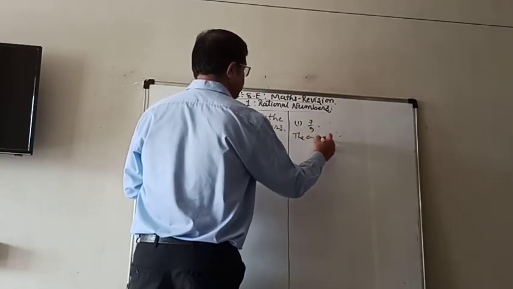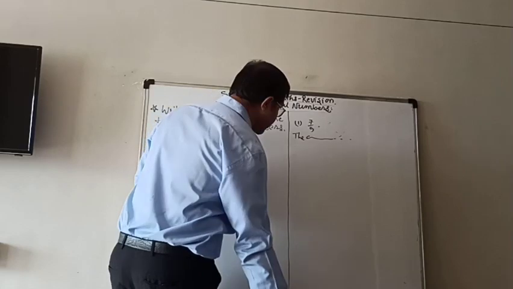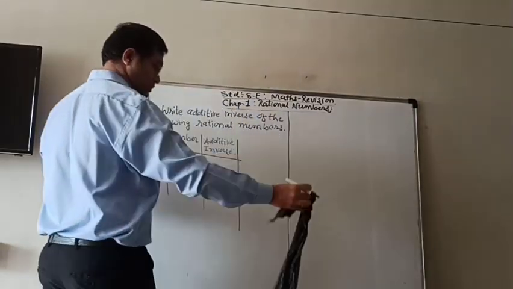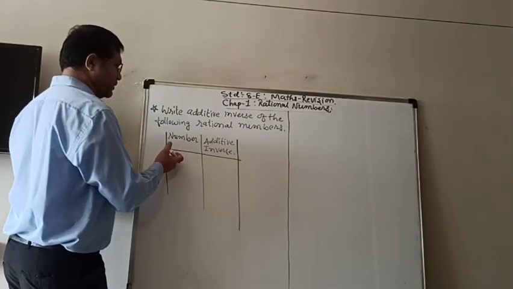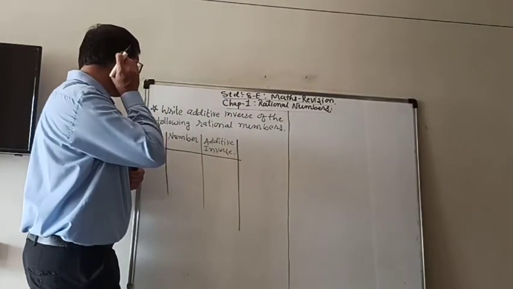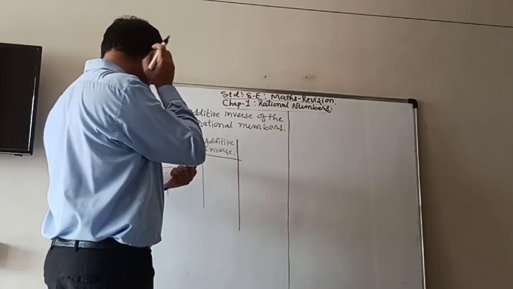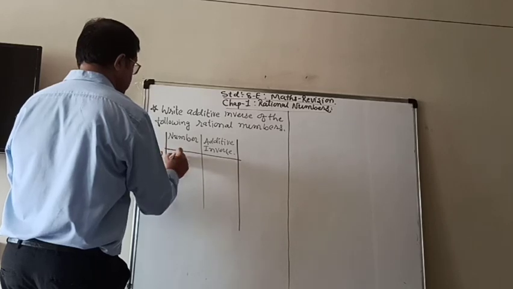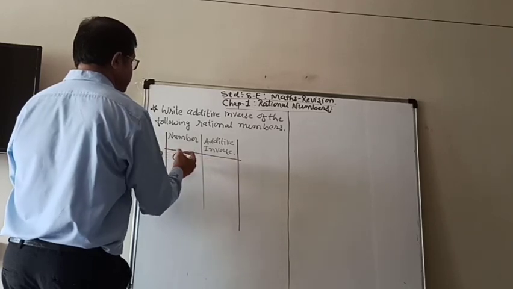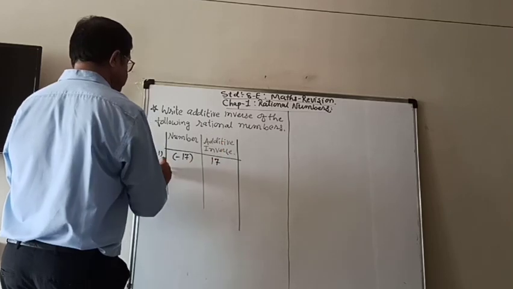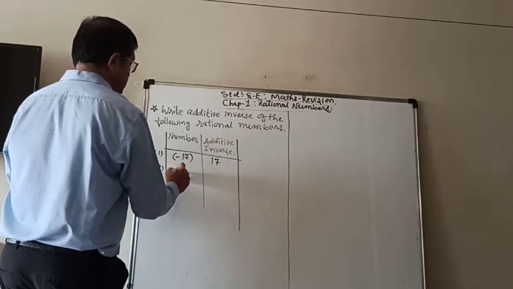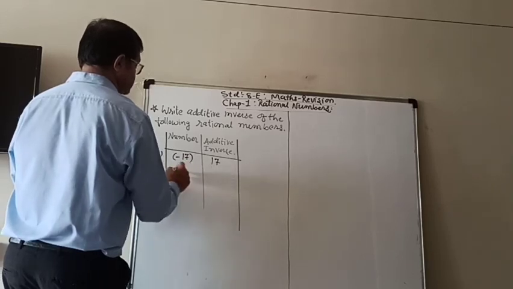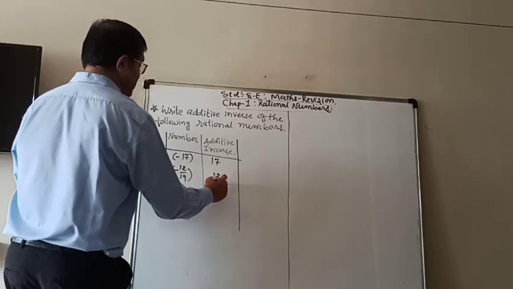The additive inverse of that is that. But rather than write it long, we can do like that. We can make two columns, here number and opposite, the additive inverse of it. First one, minus 17, then the additive inverse is 17. Minus 12 upon 19. So the answer is 12 upon 19.